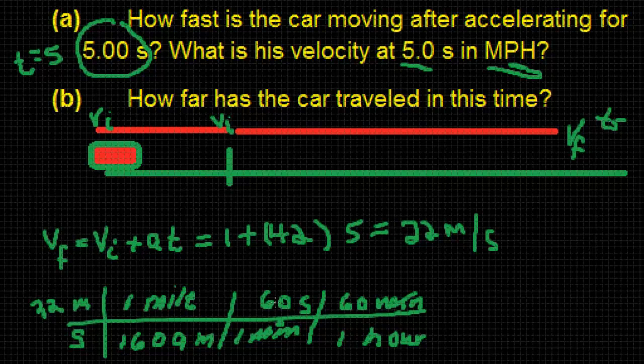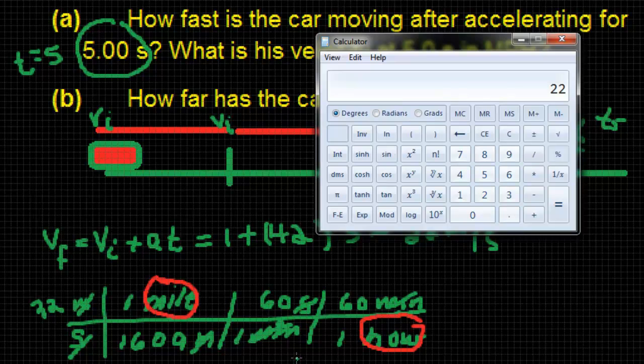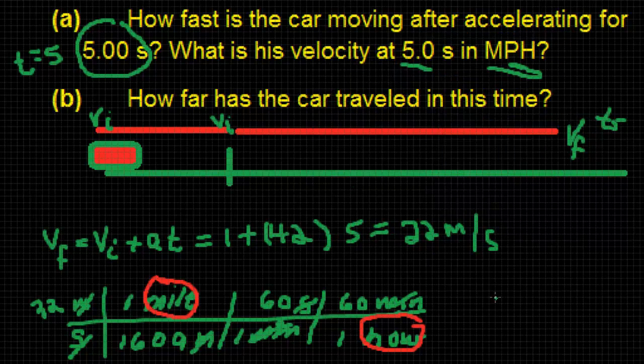Now notice the minutes here cancel with the minutes here. The seconds here would cancel with the seconds here. The meter here would cancel with the meter here. What we're left with here is miles per hour, and a bunch of numbers that we have to multiply. So let's bring back the calculator, clear it, and we have 22 times 60 times another 60 divided by 1609, and that's 49.2. So your final answer here is 49.2 miles per hour.